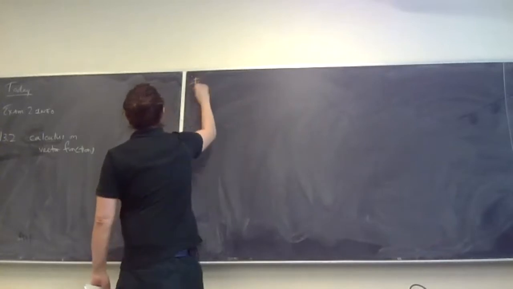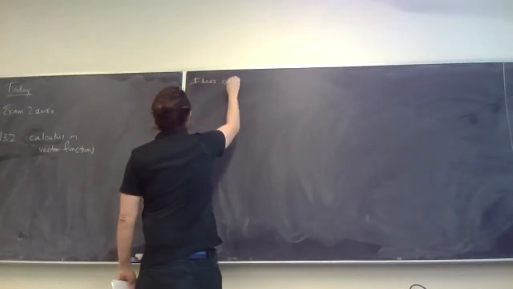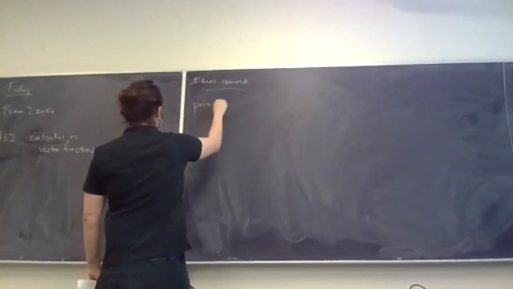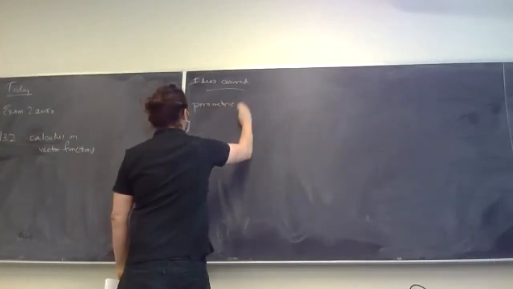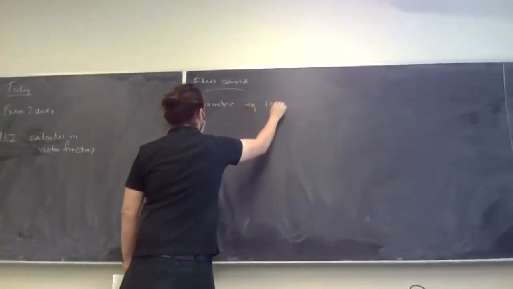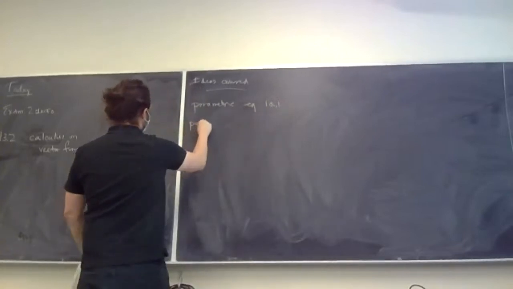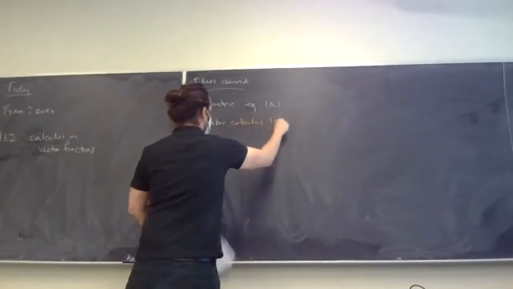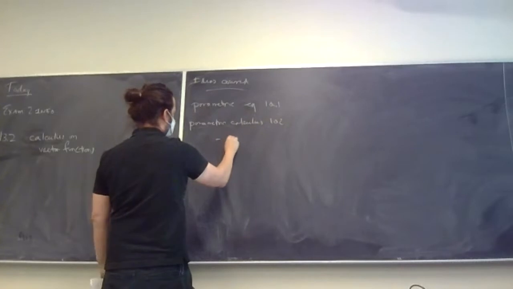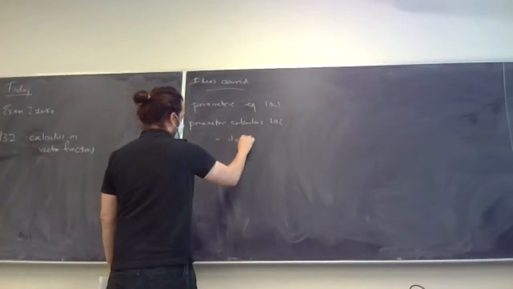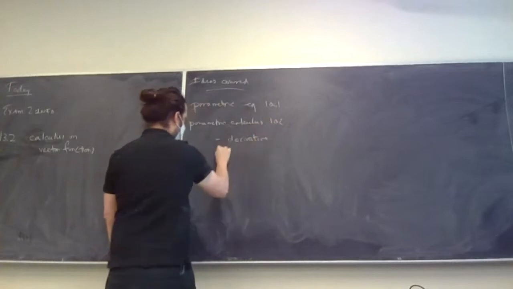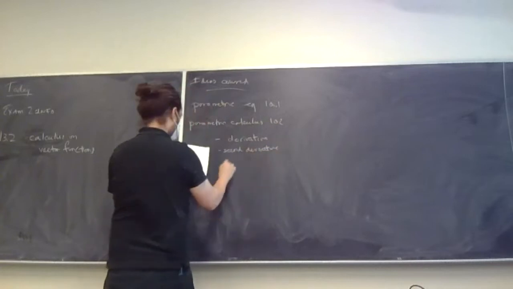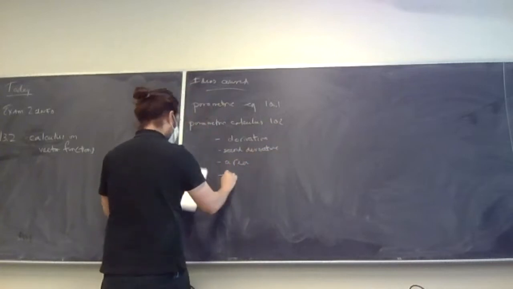So the ideas covered on this exam are going to include, just to remind you, parametric equations. That was 10.1. Parametric calculus, that's 10.2, and that covered things including derivative, second derivative, area, and arc length.